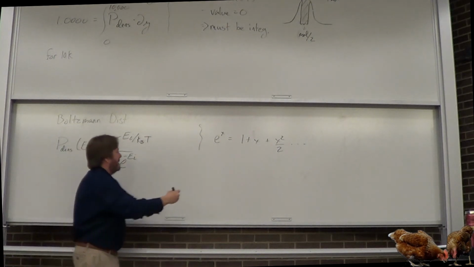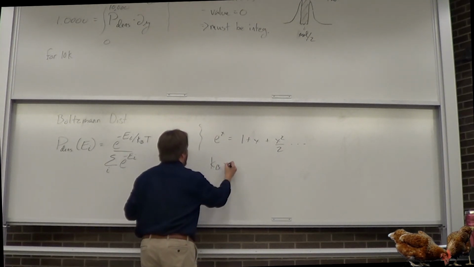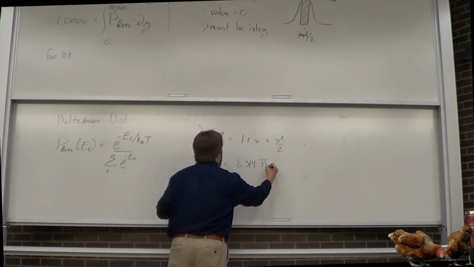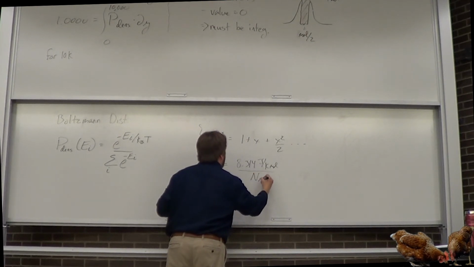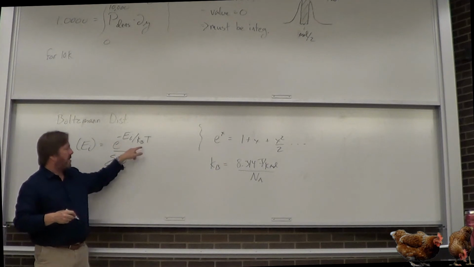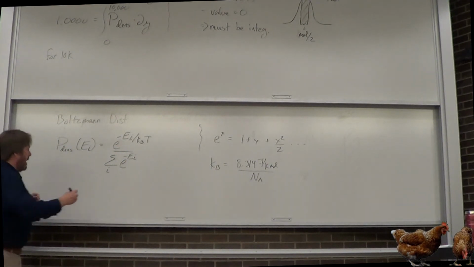Remember that kB is the Boltzmann constant. In case you forgot, that is 8.314 joules per kelvin mole, divided by Avogadro's constant, 6.022 times 10^23, times temperature. They both have units of energy, so energy over energy, and you're now unitless. And here you go.